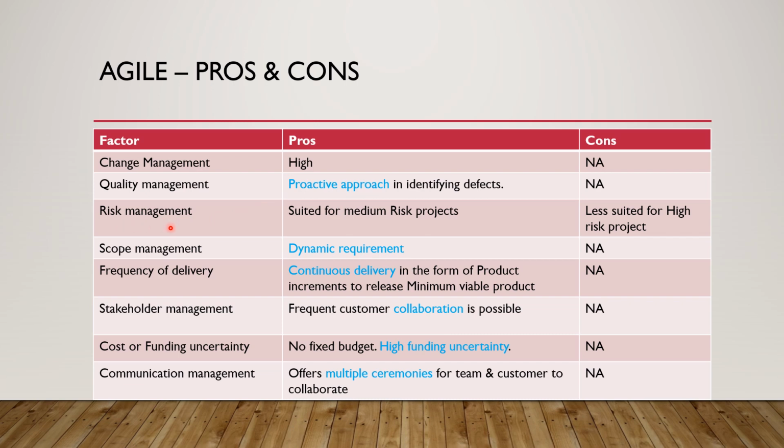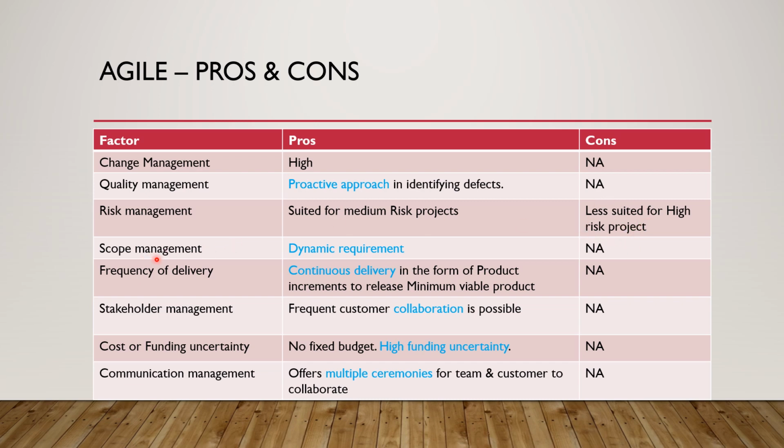Next is risk management. The current project has a medium risk associated with it. Therefore, Agile is much suited for low risk and medium risk projects. But the con of Agile is that it is not much suited for high risk projects.